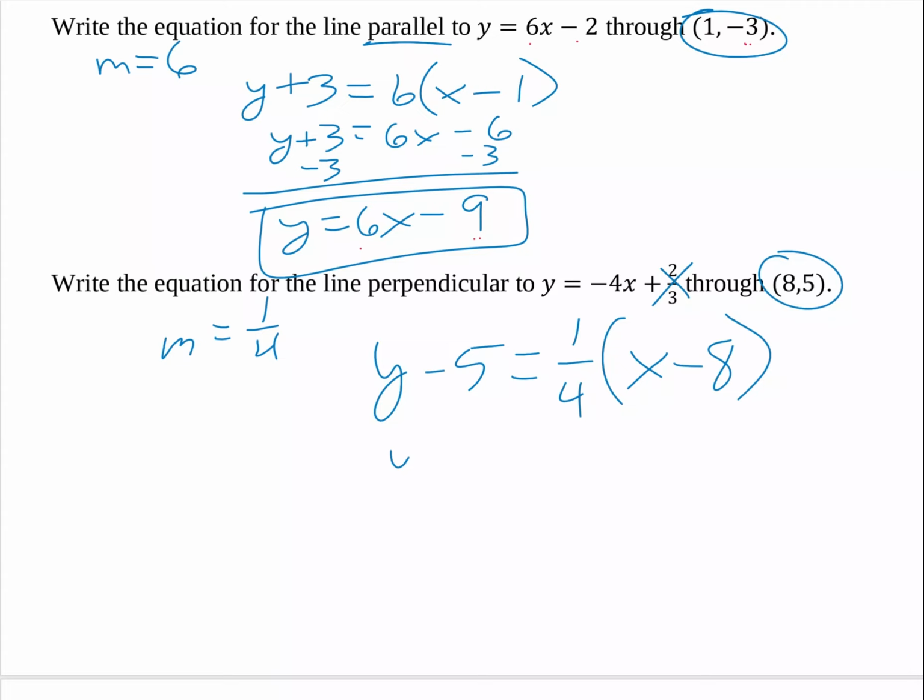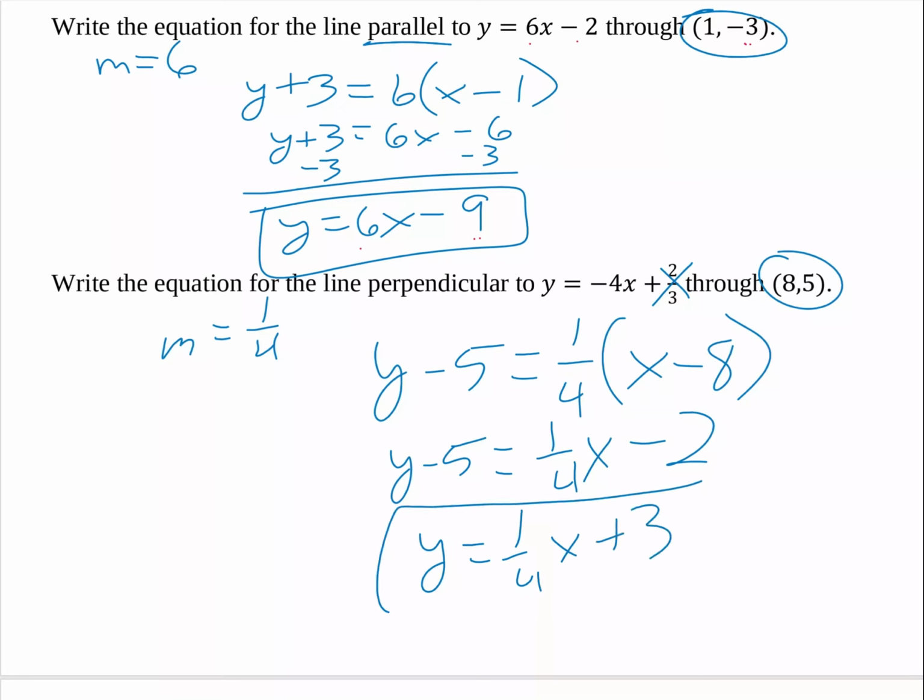Okay, so I have y minus 5 equals 1/4 x, and what's 1/4 times -8? -2. And then we're going to add 5 to both sides. So that gives me y over here equals 1/4 x, and I added 5 to the right-hand side also. So +3. Done.